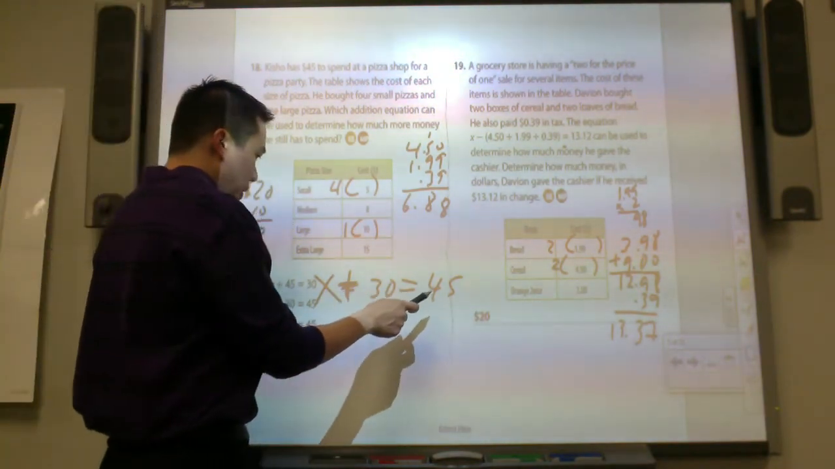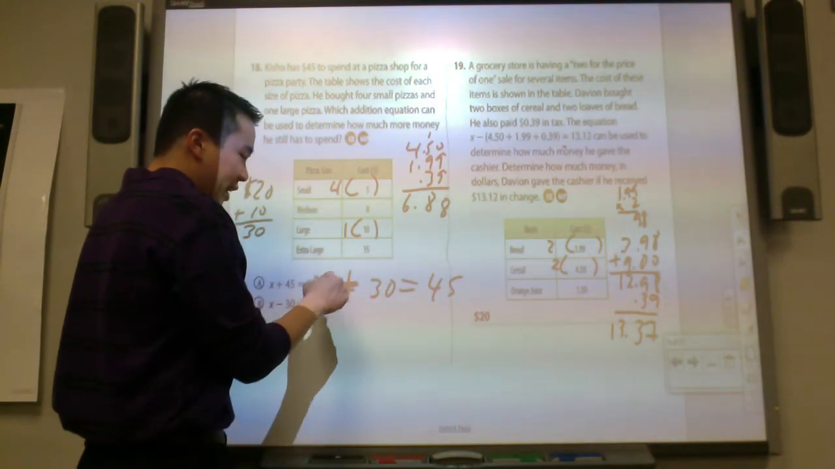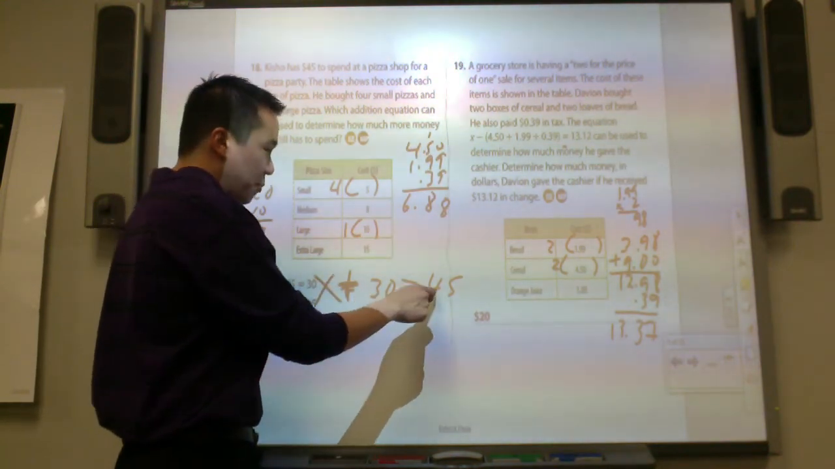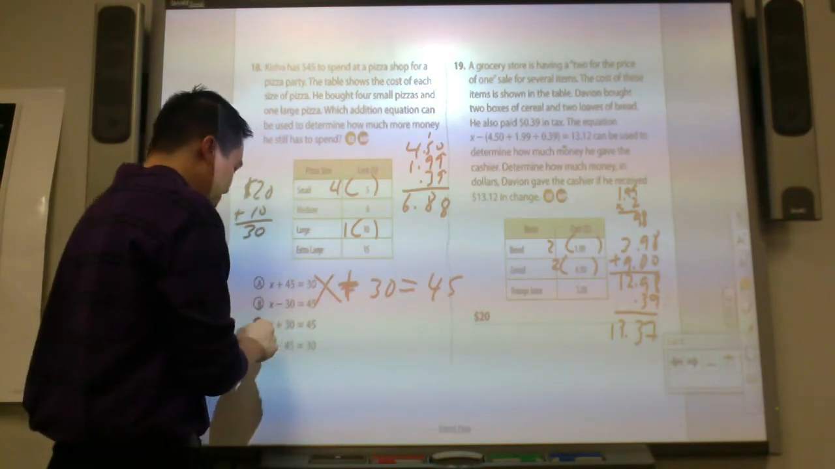So we don't know how much money he has still left to spend, but he already spent $30. But he can spend up to $45. So that's why it is C.